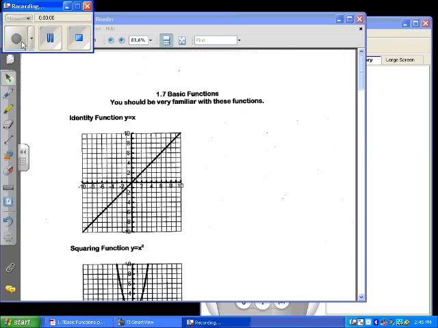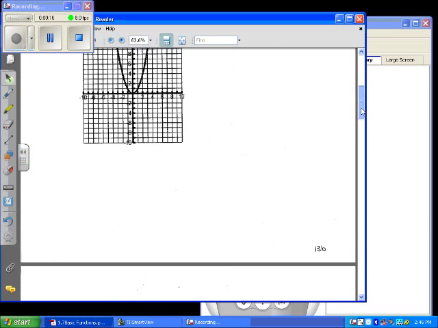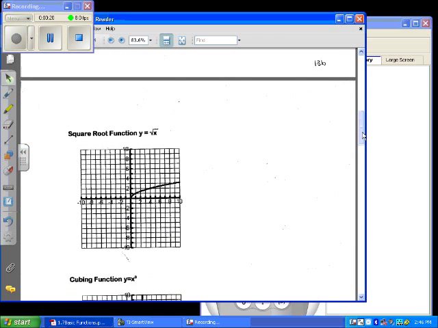Talk about next is section 1.7, the basic functions. You have a copy of these functions and they're also in the book. What we're going to do is talk about how to graph a few of them on the graphing calculator. The first two are pretty straightforward. I'm going to go to the square root function. That one's a little bit harder to graph. I'm going to show you how to graph that in your graphing calculator. I'll start with that one.